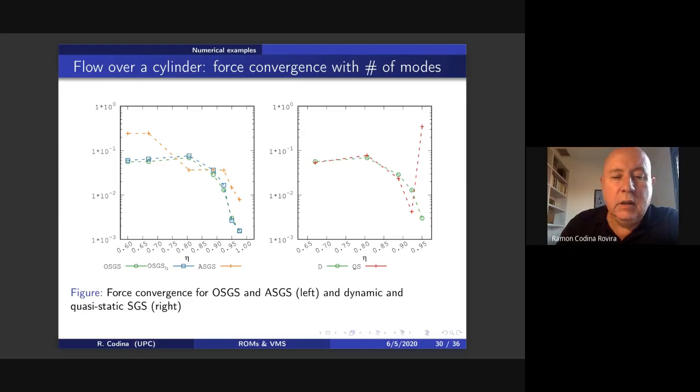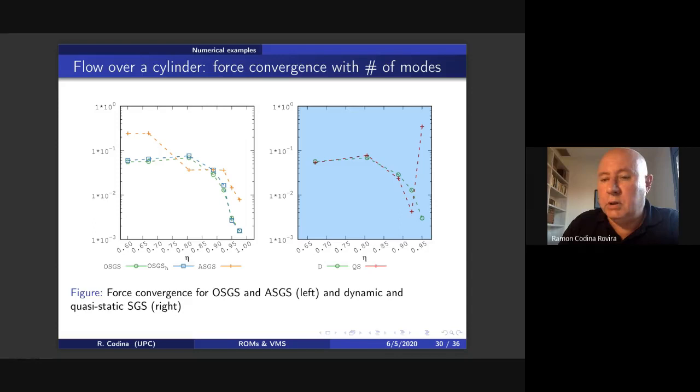So here we compare the orthogonal subgrid scales with respect to the non-orthogonal subgrid scales. This is the most common approach in the literature. And we found the orthogonal subgrid scales much more robust. Something similar can be said for the dynamic subgrid scales. These are in fact very, very important.